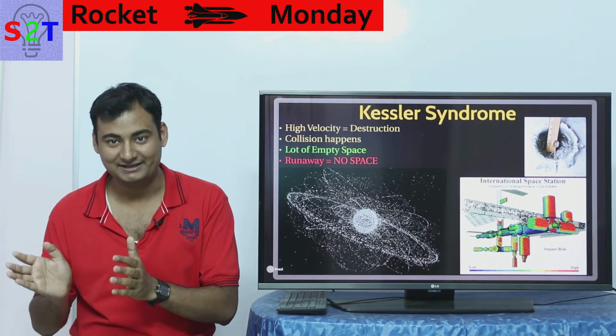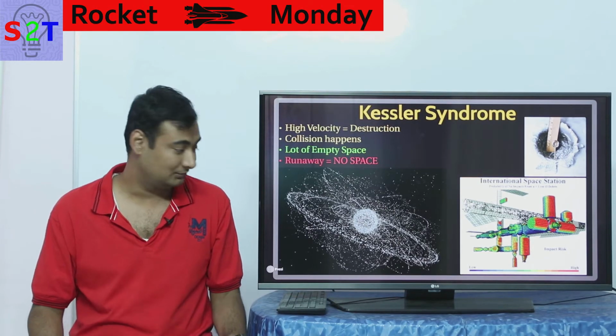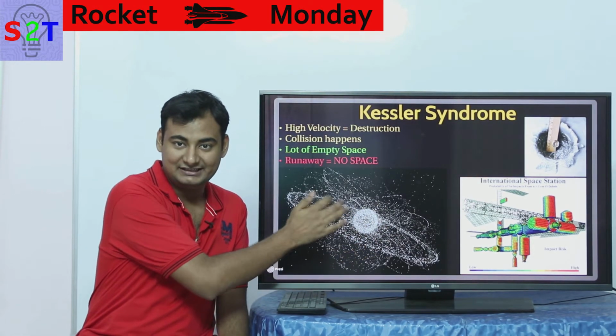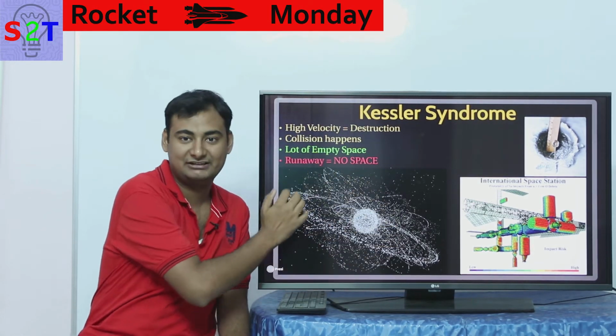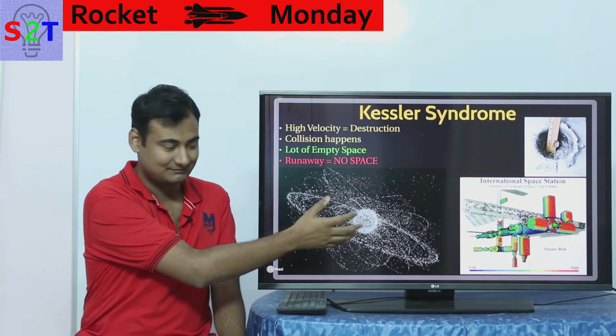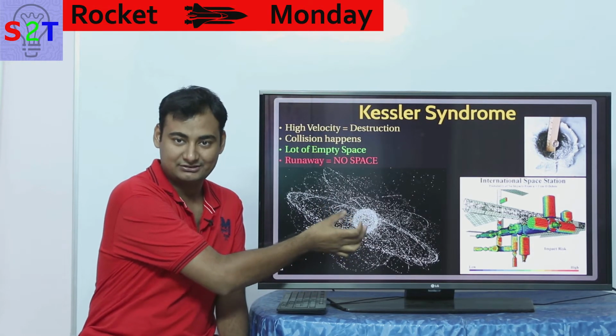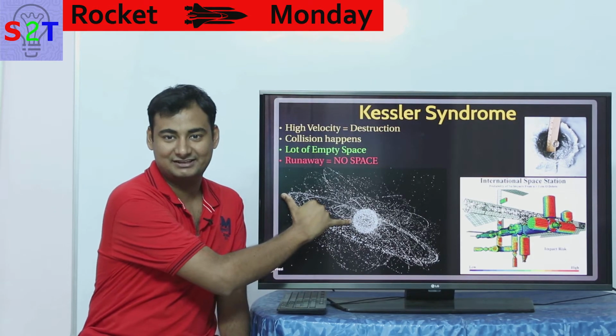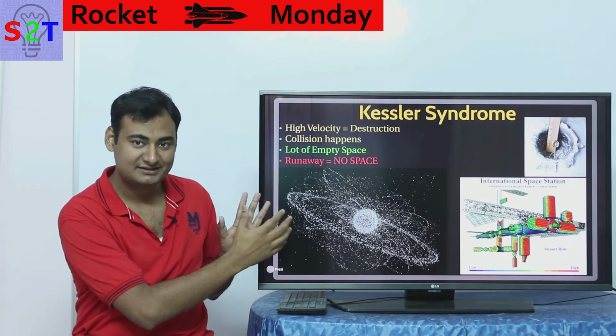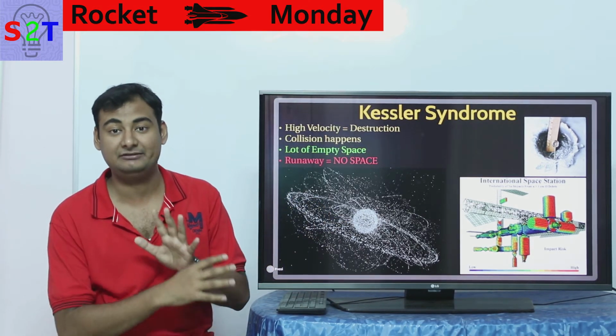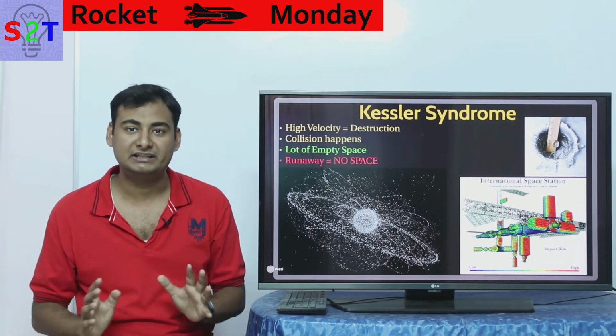Basically, space is very large. The volume of Earth is nowhere near comparable to the volume we have in space, because Earth is only 6,000 kilometers, and this gap is 30,000 kilometers. So as you can understand, volume-wise, it's mind-bogglingly vast.